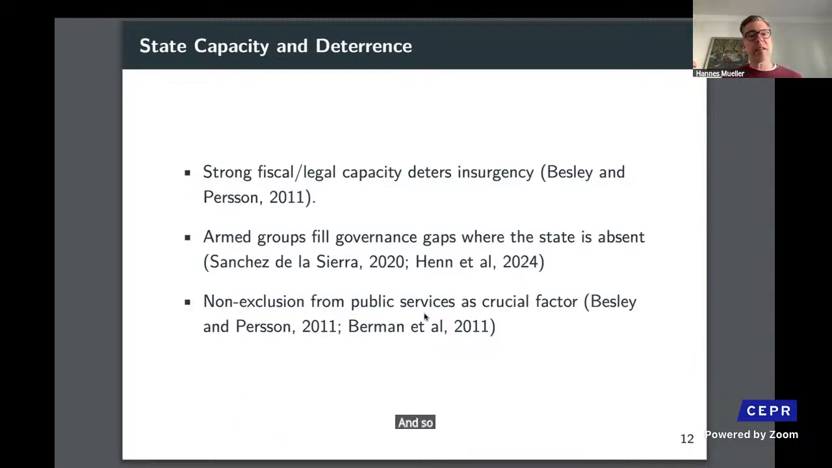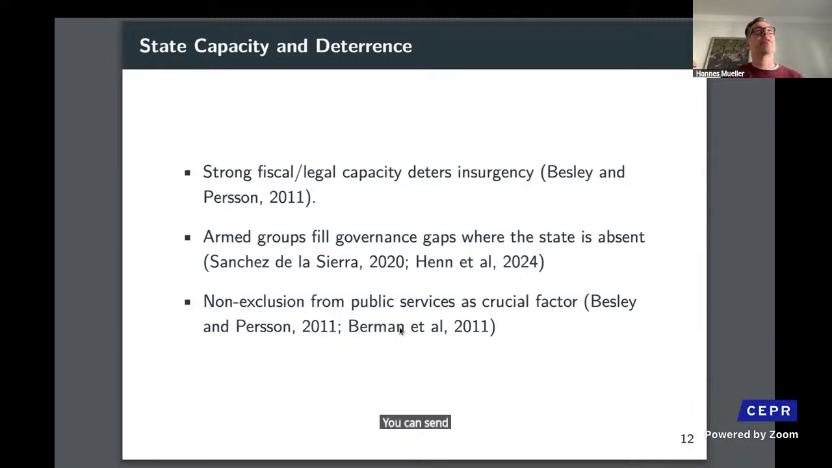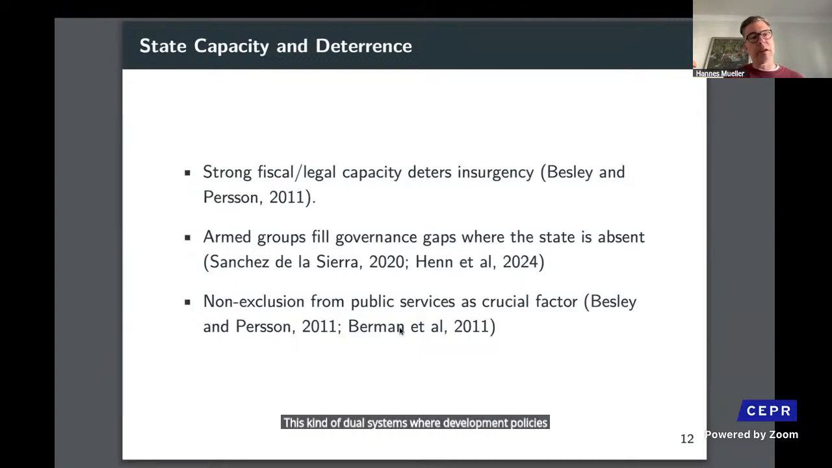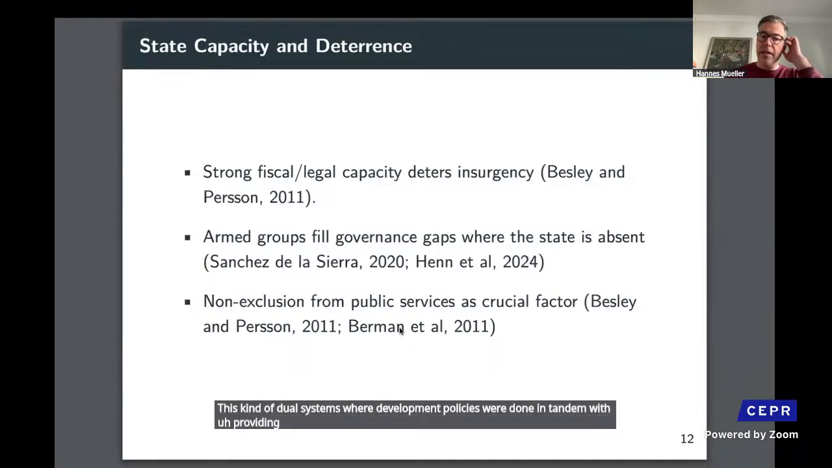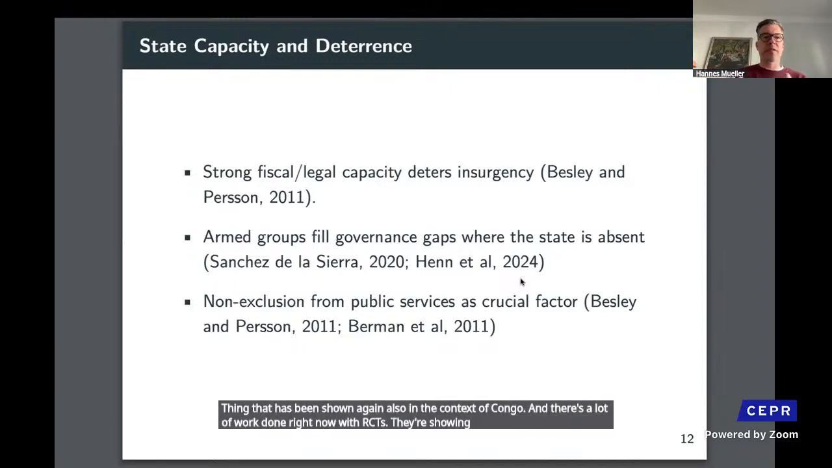And we can see this across countries, but we can also see it from very detailed, very specific, almost weird cases where, for example, counterinsurgency strategy in Iraq, analyzed by Berman et al., shows that you can send as many soldiers as you want, and you will never pacify a region as much as if you send some soldiers to provide security, but then you immediately also move into a place and provide public services. So they show these dual systems where development policies were done in tandem with providing security, and that these are much, much more effective at decreasing violence, right? And I think this is a very strong finding that has been shown again in the context of Congo, and there's a lot of work being done right now with RCTs. They're showing that this dual system where you tax people but you also provide public services leads to a lot of stability.